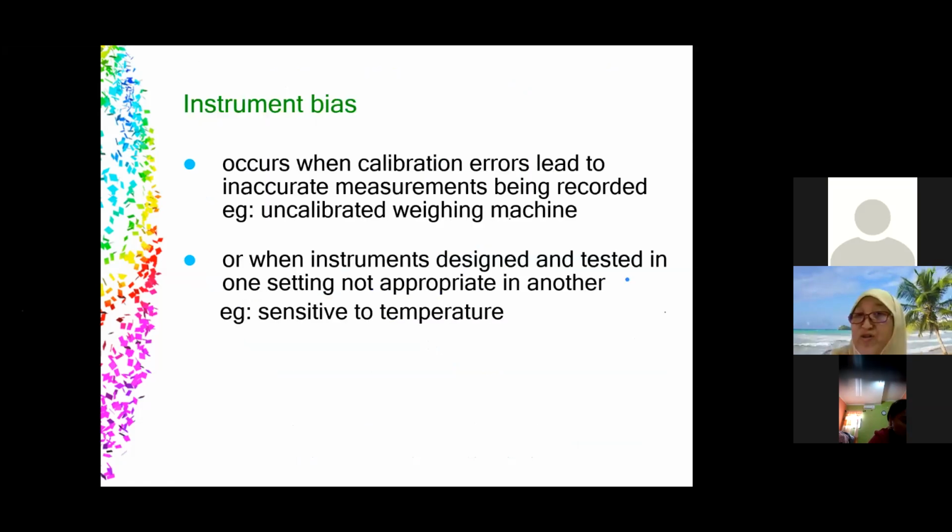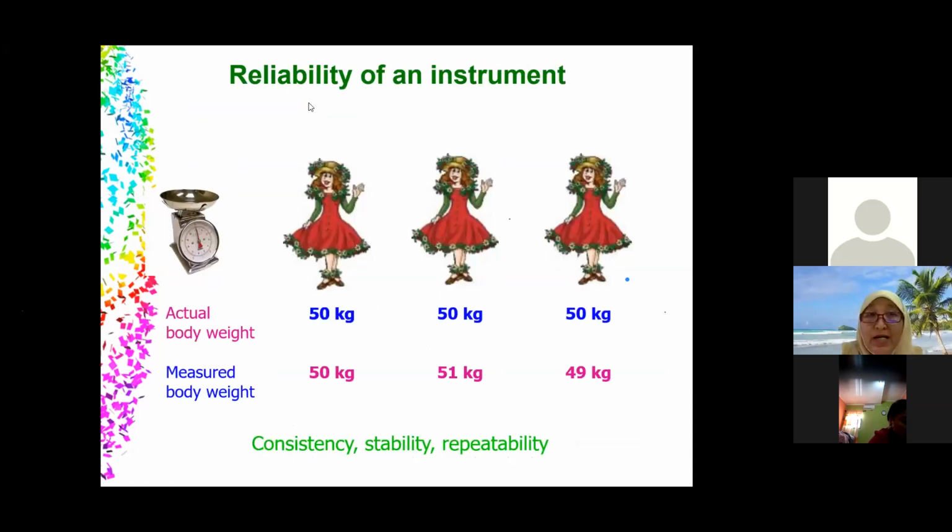Ini adalah semua about instrument bias. Occurs when calibration lead to inaccurate measurement, ya. Or kalau yang diguna instrumen tu adalah manusia, then it's not this standardized, ya. In a paper, good study mesti ensure reliability of an instrument. Reliability ni apa? Reliability ni maksudnya the instrument is consistent. When you measure many times pun, memang actual body weight-nya 50 kg. Katakan instrument tu weighing scale, when you use a few times, they will get about a similar result. So it is consistent.